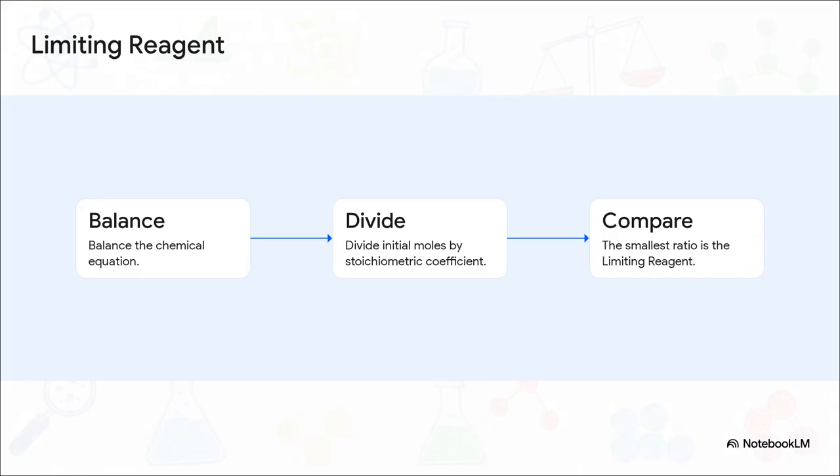So the absolutely crucial point here is knowing how to find that limiting reagent before you even start mixing things in the lab. And here's a super simple, foolproof 3-step method to do just that. Step 1, balance your equation. Step 2, convert your initial starting ingredients into moles, and then divide those initial moles by their stoichiometric coefficient from the balanced equation. Finally, step 3, just compare those numbers. The smallest ratio is your limiting reagent. It's basically the bottleneck for your entire reaction.